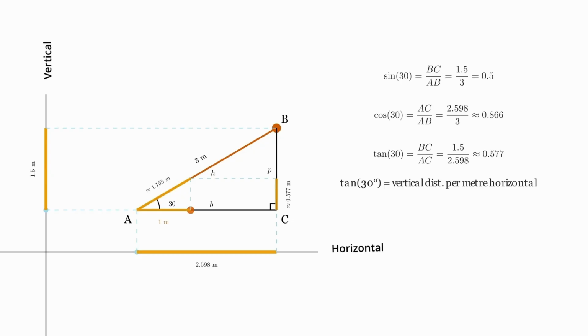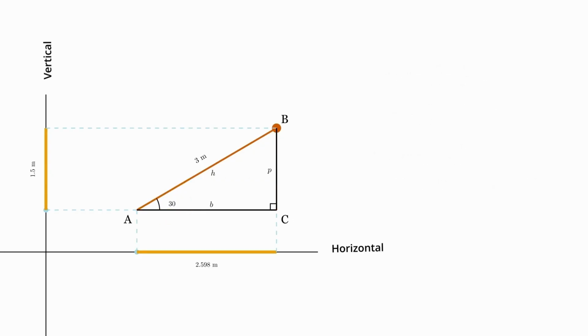Now let's examine the other angle of the same triangle. The angle at point B, which is 60 degrees. Now something interesting happens. When we use sine, cosine, and tangent with 60 degrees instead of 30 degrees, the perpendicular and base sides switch roles. But why? Because perpendicular and base are not fixed sides. They depend entirely on the angle we choose.